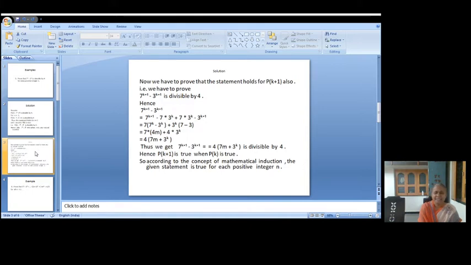This can be written as 7 raised to k plus 1, means 7 into 7 raised to k, minus 3 into 3 raised to k. It is not written, but using the indices we can simplify that part. Now here we add 7 multiplied by 3 raised to k and subtract 7 multiplied by 3 raised to k, so the original value remains as it is.